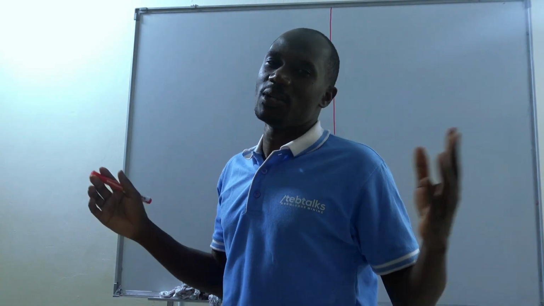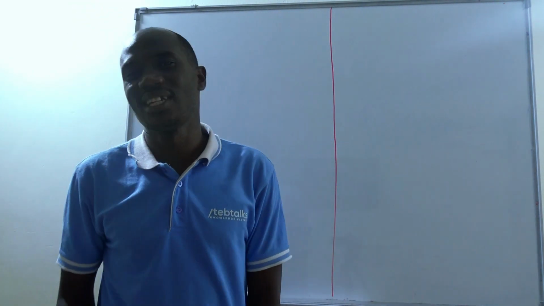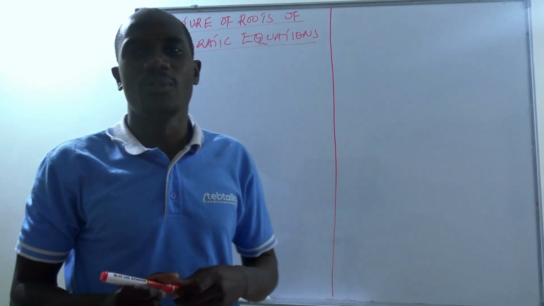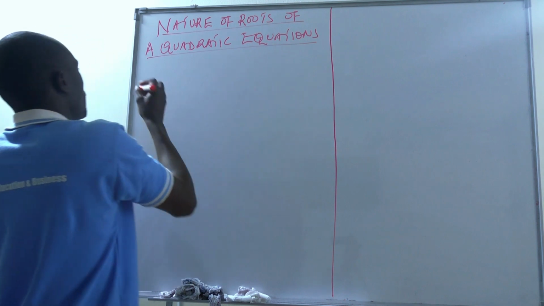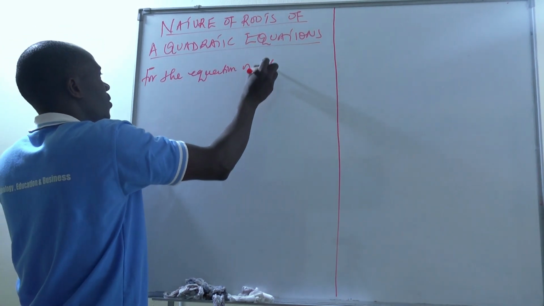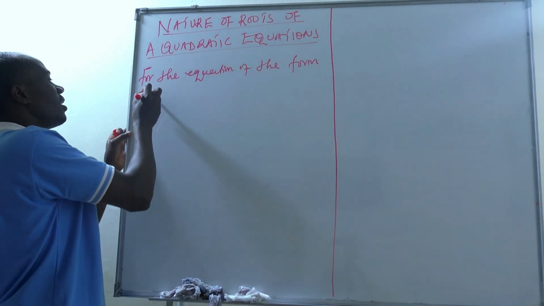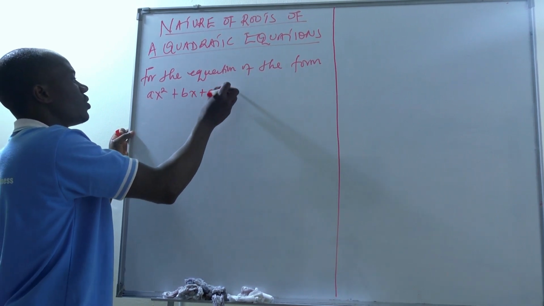Now we are going to go to the branch of the nature of roots of a quadratic equation. So I want to look at the nature of the quadratic equations. For the equation of the form ax squared plus bx plus c equals 0.